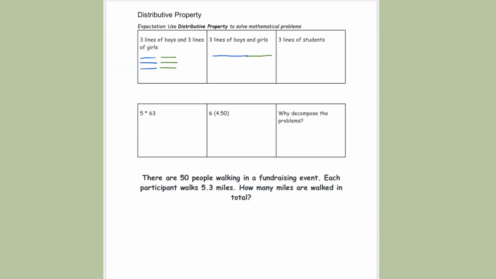Now, if we say 3 lines of boys and girls, that means that they are all in one line together. So I would have blue attached to green in this way. So I can show that there are 3 lines of blue attached to 3 lines of green. Now, if I just had 3 lines of students, I would draw 3 lines. Now, basically, all of these 3 things say exactly the same thing because there are still girls and boys in this line and there are 3 lines.